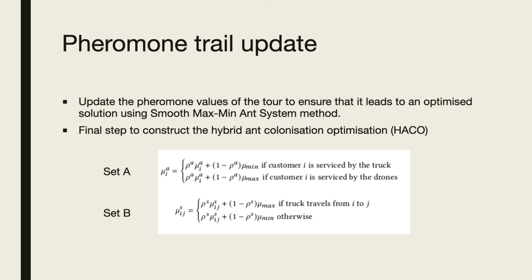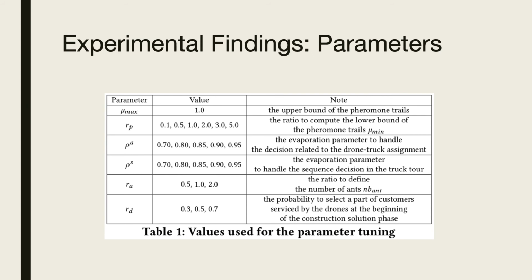The pheromone trail update updates the value of the tour using a smooth max-min ant system method to ensure the algorithm is leading to an optimized value. To test their algorithm, the creators ensured that the tests were run on similar processes to those algorithms they were comparing the HACO to. They justified their choices for all the parameters and presented them in this table with the objective to balance the optimization of runtime and the solution.